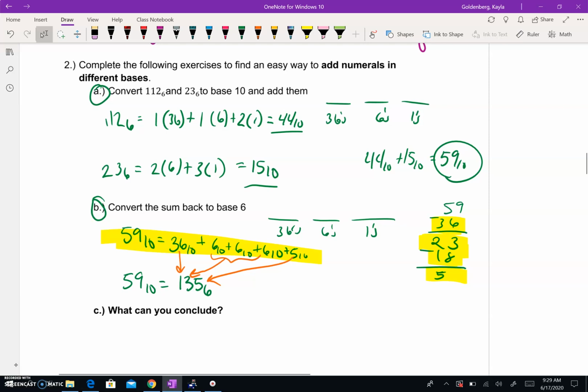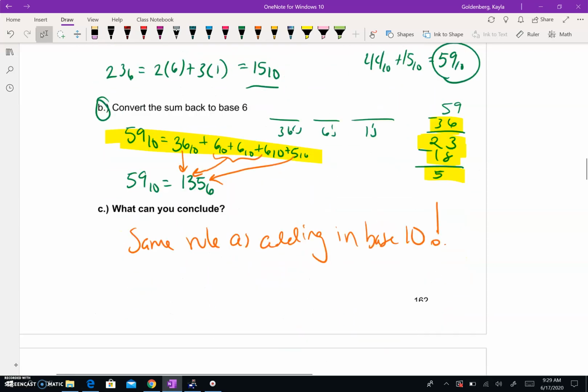And then what can you conclude? It's the same rule as adding in base 10.